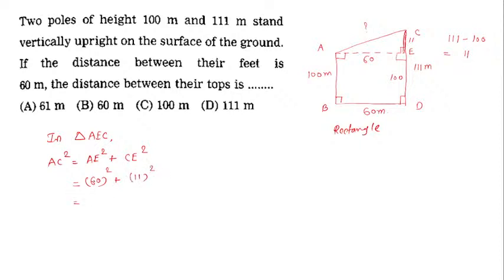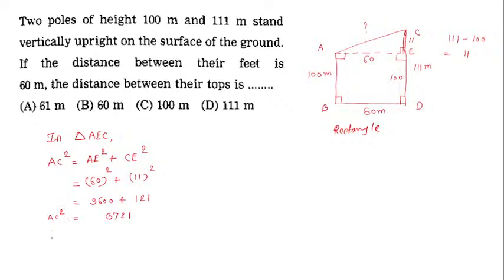So we have to make squares of both of these two. 60 square is 3600 plus 11 square is 121. So 3600 plus 121, it is 3721, which is equal to AC square. So this is the value of AC square.